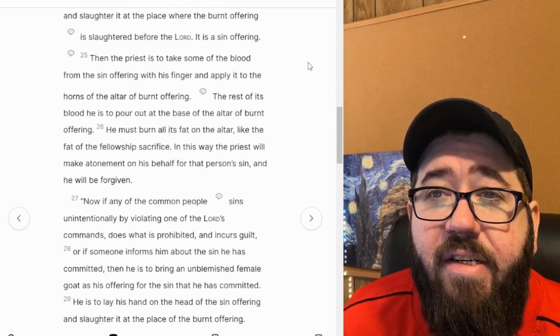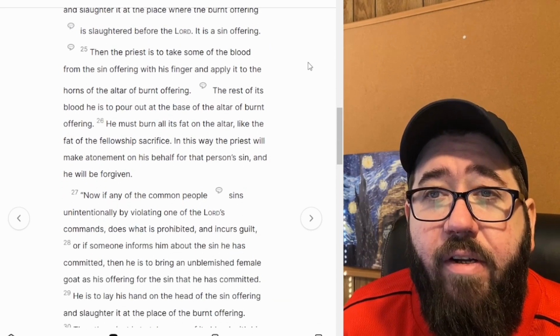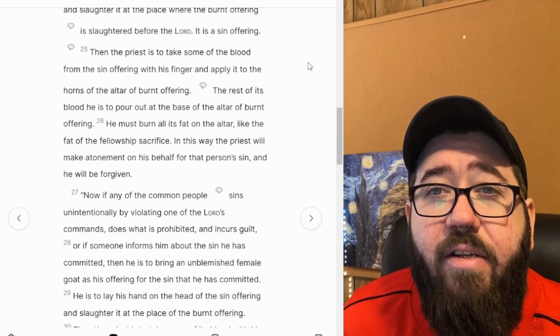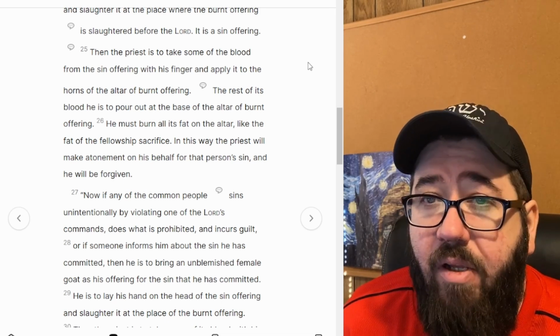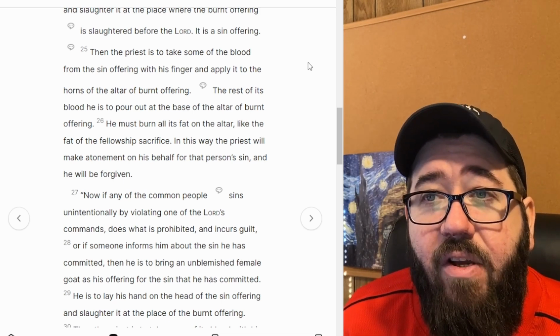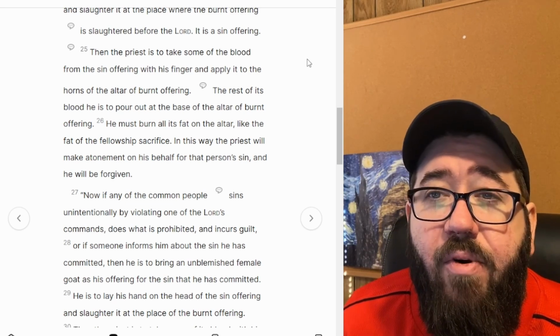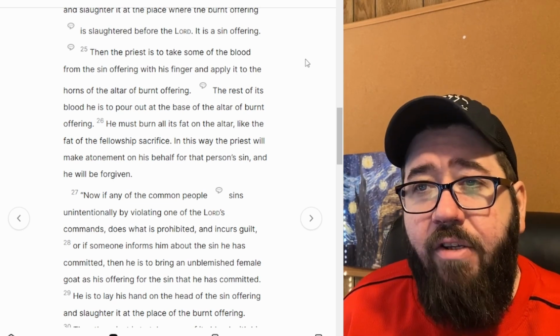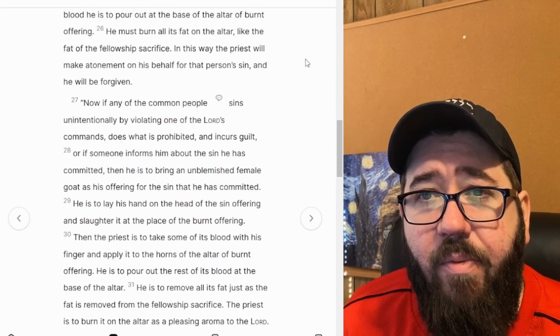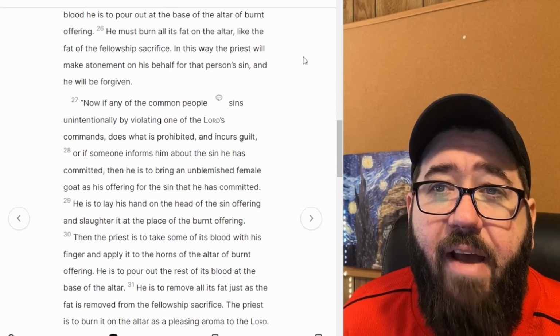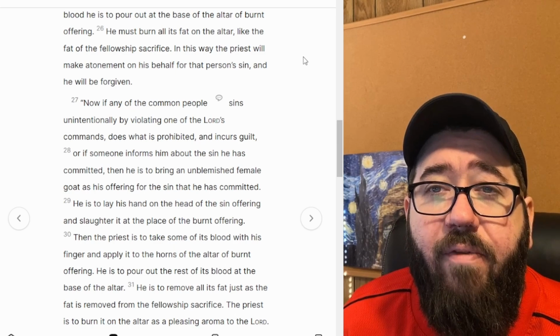Then the priest is to take some of the blood from the sin offering with his finger and apply it to the horns of the altar of burnt offering. The rest of its blood he is to pour at the base of the altar of burnt offering. He must burn all of its fat on the altar, like the fat of the fellowship sacrifice. In this way the priest will make atonement on his behalf for that person's sin, and he will be forgiven.